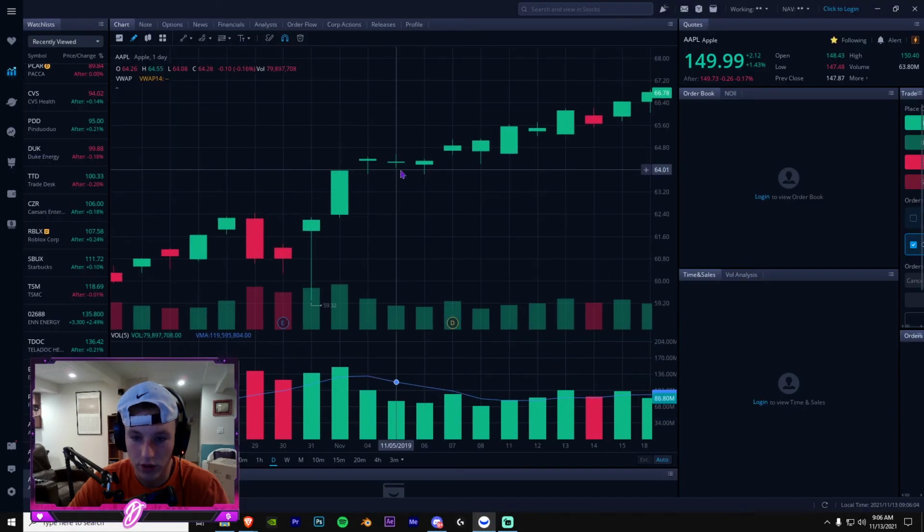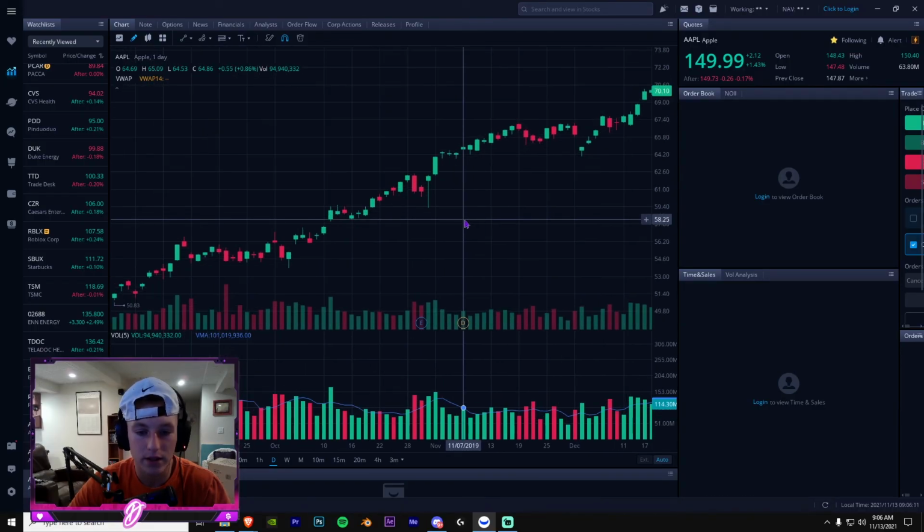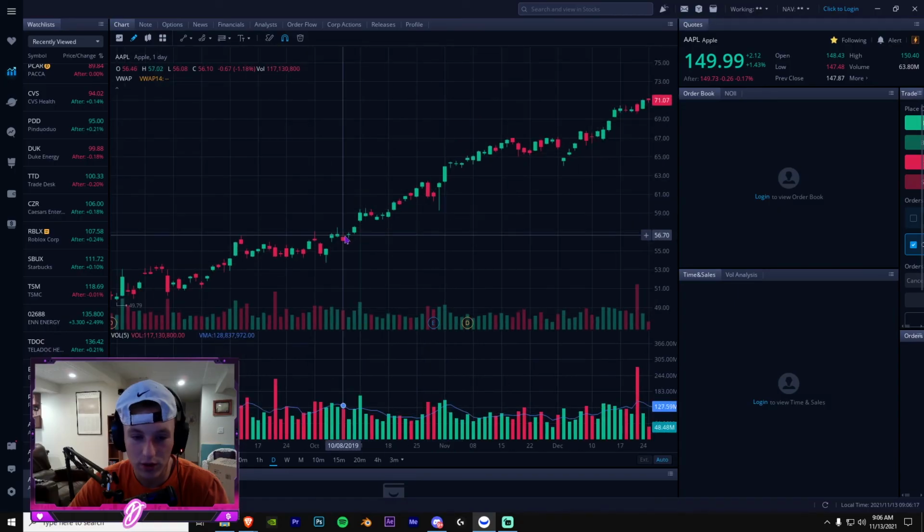So if I go to the Doji, this would be a Doji. See how it opens and closes at the same price? And usually this represents buyers and sellers. They don't have a clear trend. Buyers are not in control and sellers are not in control.